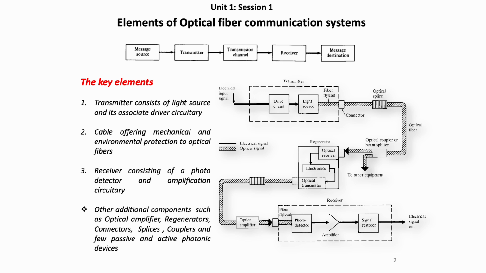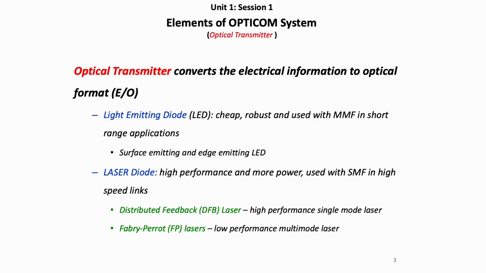Before reaching the receiver side, because of some kind of disturbances, there will be a variation in the signal strength. In order to increase the signal strength, we use the optical amplifier that amplifies the signal level. Then that optical signal is photo detected. That means it detects the light and converts it into electrical signals. So it is detected using the photo detector. Photo means optical detector. That signal is again amplified and given to the signal restorer, which gives the electrical signal out.